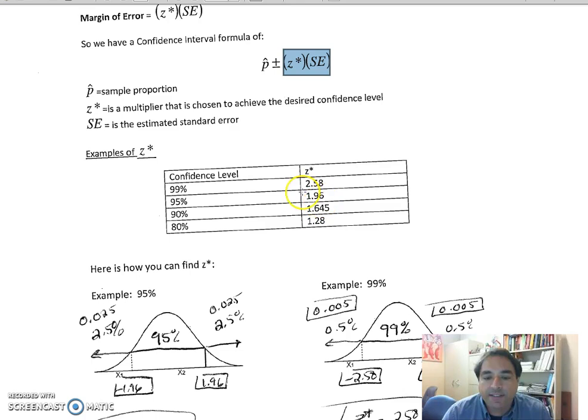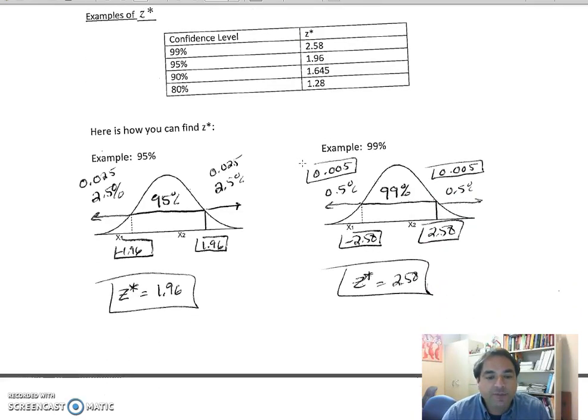95 is 1.96. Now this may be a little worrisome because we just said 95 is 2. The exact number is 1.96. 90%, 1.645. 80%, 1.28. Now these are common Z stars, but you can do any percent. How do you find the Z star for any percent? Well, using the table, here's what we do.